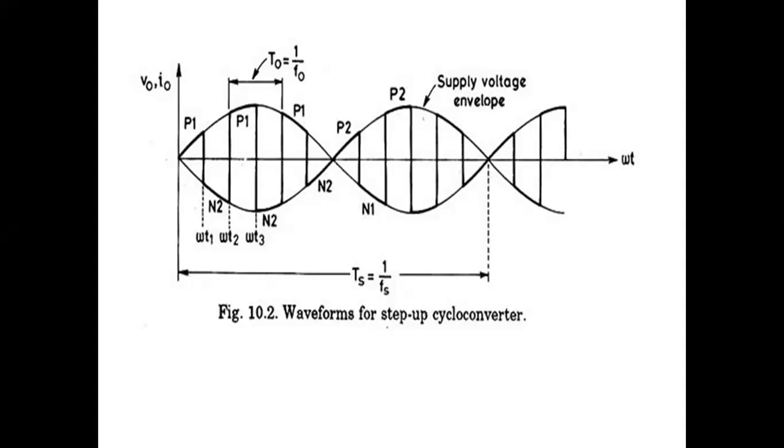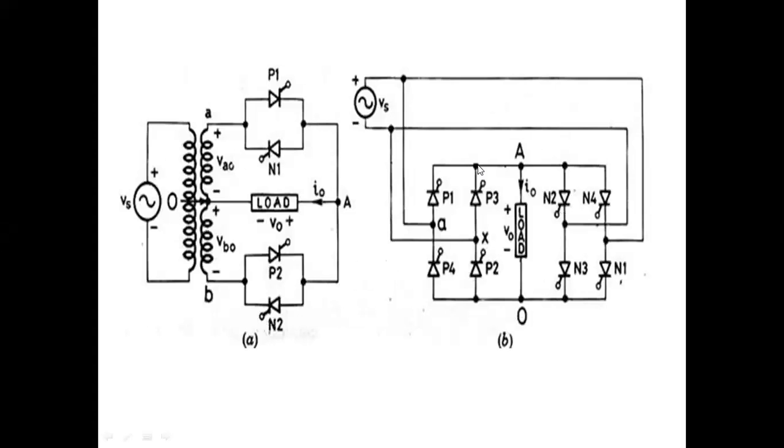Now the positive cycle is completed, from 0 to pi. Now come to the negative cycle. In the negative cycle, the polarity is changed at the source. This will be minus, this will be plus. Now here this is minus, and this is plus.